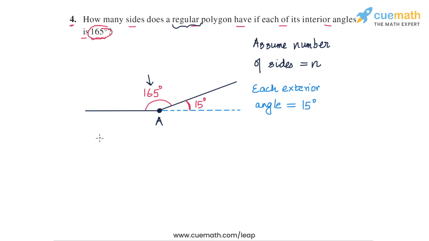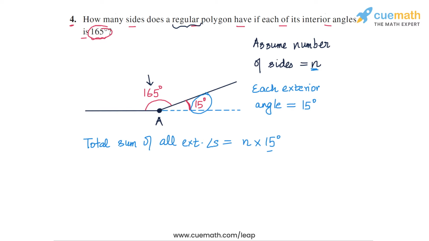Now this means that we can write the total sum of all the exterior angles in terms of the number of sides, because we have the measure of each angle, which is 15 degrees, and we have the number of exterior angles, which is n. So let's write this fact. The total sum of all the exterior angles of the polygon will be equal to n, the number of exterior angles, into 15 degrees, which is the measure of each exterior angle.